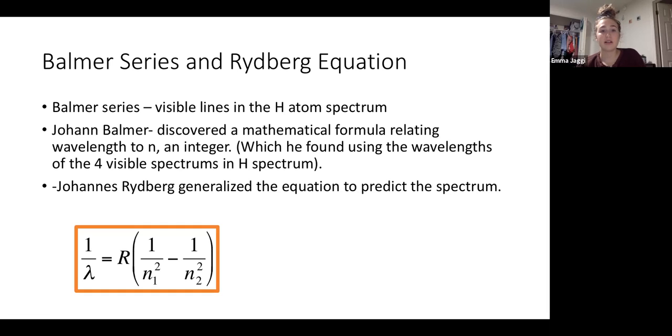Oh, okay, so the Balmer series and the Rydberg equations. The Balmer series are visible lines in the hydrogen atomic spectrum. And Johann Balmer was the one who discovered a mathematical formula relating wavelength to n, which is an integer.